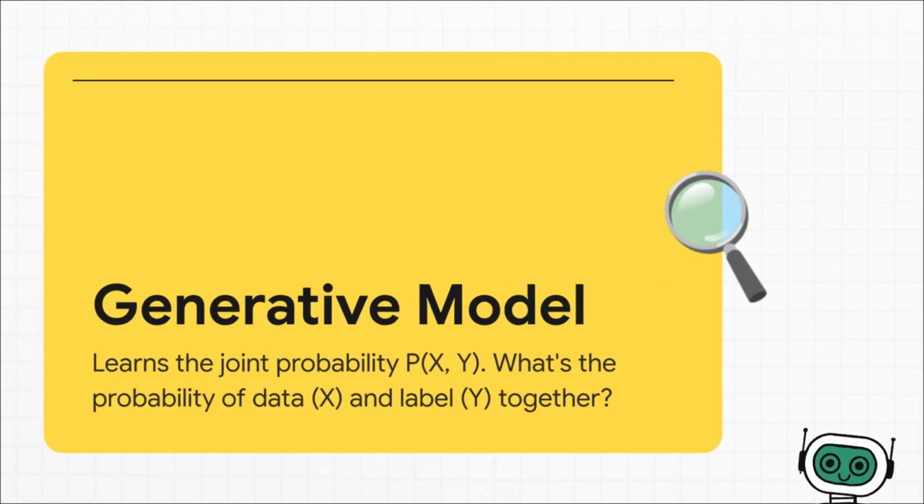A generative model, on the other hand, learns the joint probability, P of x, y. This is a much bigger question. It asks, what's the probability of seeing this specific photo and the label cat together in the world? It models the data itself.